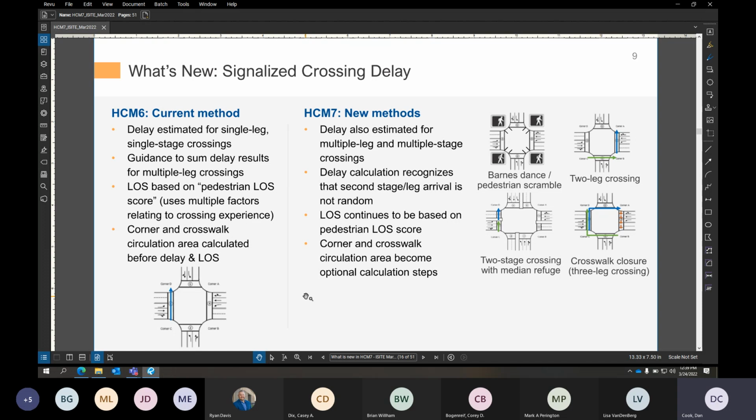Now moving on to signalized intersections, that level of service was based on a pedestrian level of service score, which again, think of as a quality of service, the perception to the pedestrian. Obviously delay is part of that, but there are other facets that go into determining that level of service score. In HCM 6, that delay was estimated for just a single stage crossing. If you had multiple legs that you were crossing, you would simply take the sum of the delays on each one of the crossing movements, add it up together, and that was your delay.